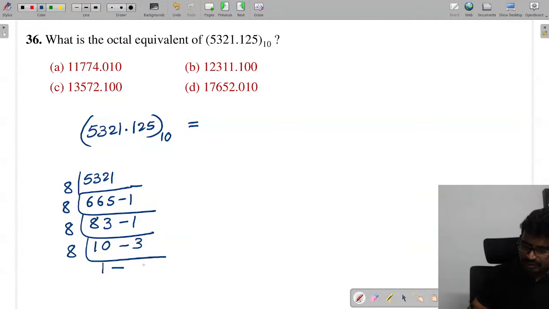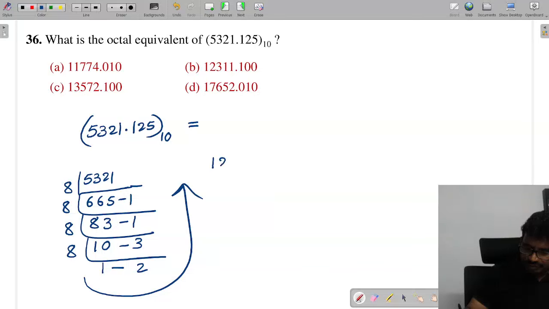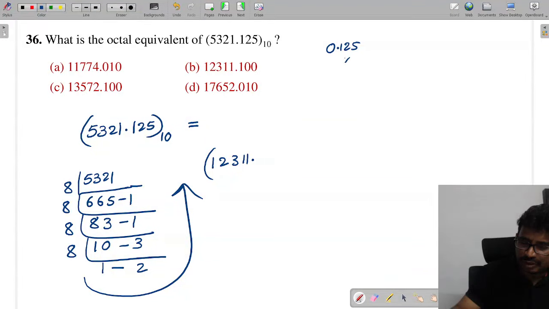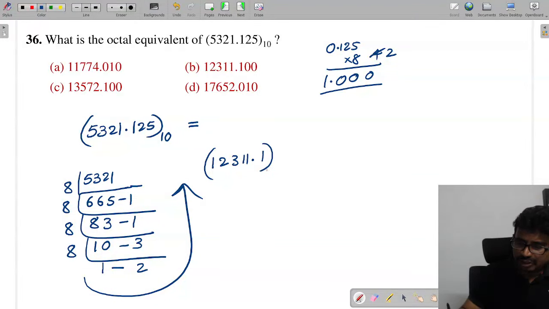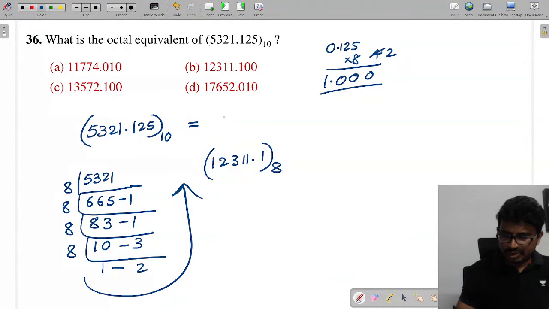8 ones, this is 2. So this is nothing now here. How much? 1, 2, 3, 1, 1 point. So tell me now here, 0.125. 0.125 multiplied with 8, this is 40, so 16, and this is 2, so this is 1. So this value is 1 now, tell me, this is base 8. So comes option, tell me now here, option B.